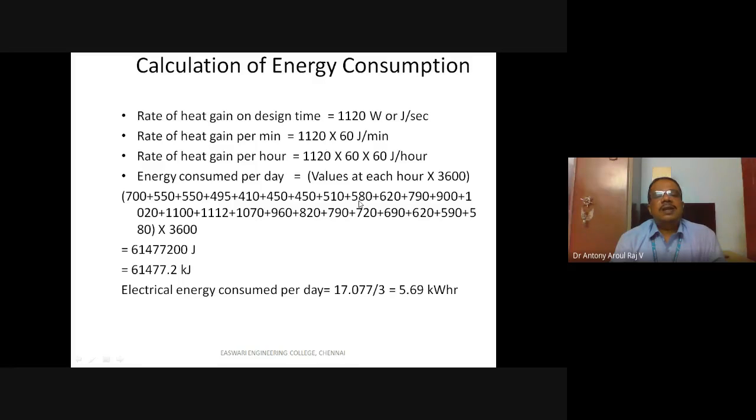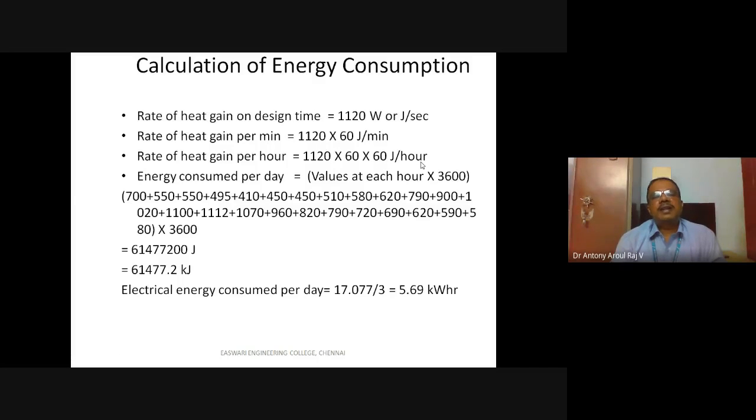So if you want to calculate energy per minute, just multiply the value by the seconds. So you are going to get that energy, in joules per minute. The unit will be joules. Similarly, this will be so many joules per hour. So that becomes energy.